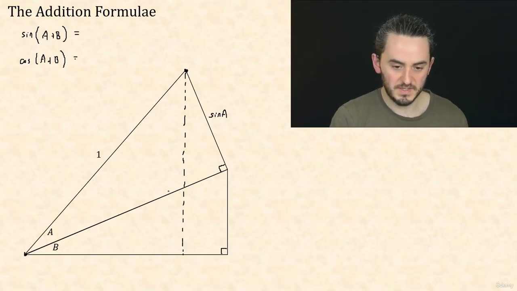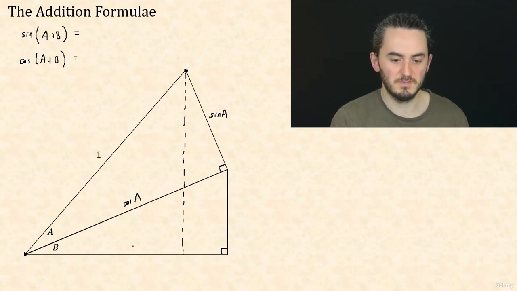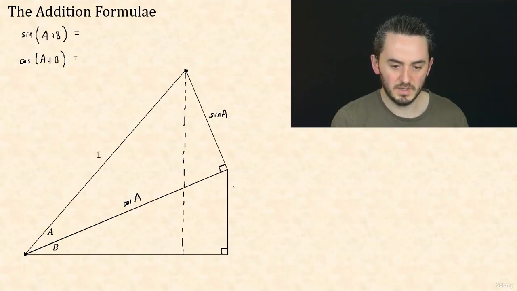For similar reasons, this length here is just cos A, because cos of this angle here is the adjacent divided by 1, so the adjacent side is just cos A. Now looking at this triangle here, the right angle triangle on the base with the angle of B in it, what's this length here? Let's use trig to work it out. It's opposite to this angle B. So I know that sine B is equal to this opposite side divided by the hypotenuse, which is cos A.